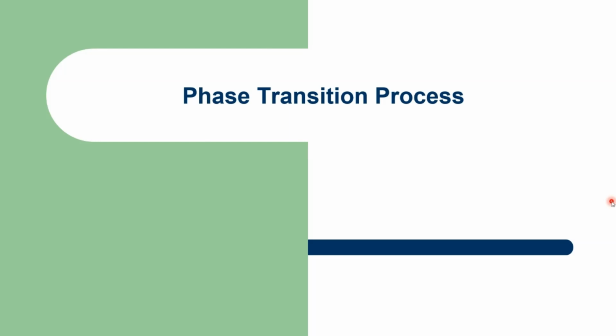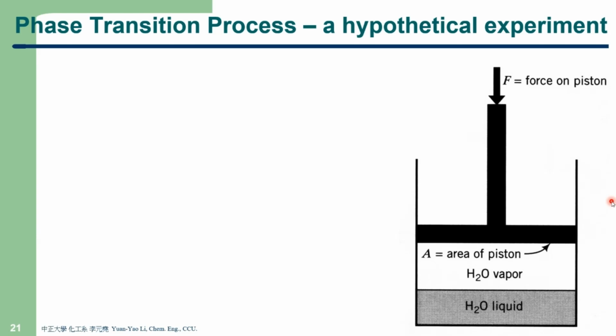Okay, so the phase transition process I just told you about. I don't know whether we have time or not today. This is important. Okay, let me finish this before we stop. Now you need to use a little imagination to think of this process. This is called a hypothetical experiment. You have H2O vapor and H2O liquid, and this is the piston.